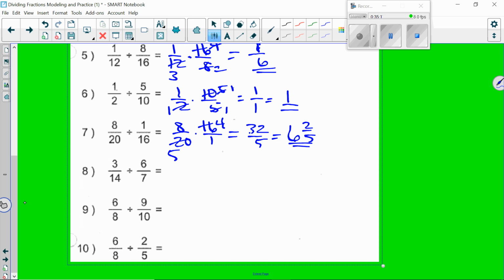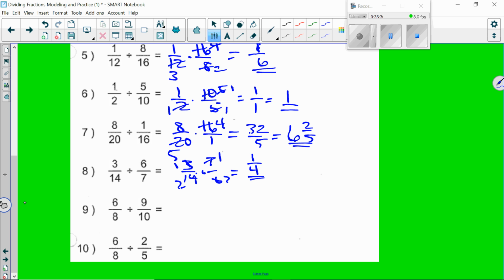Number 8, keep, change, flip. Well, here's one that makes reductions a lot easier. 7 and 14 gives us 1 and 2. 3 and 6 gives us 1 and 2. Meaning I just have 1 and 4.